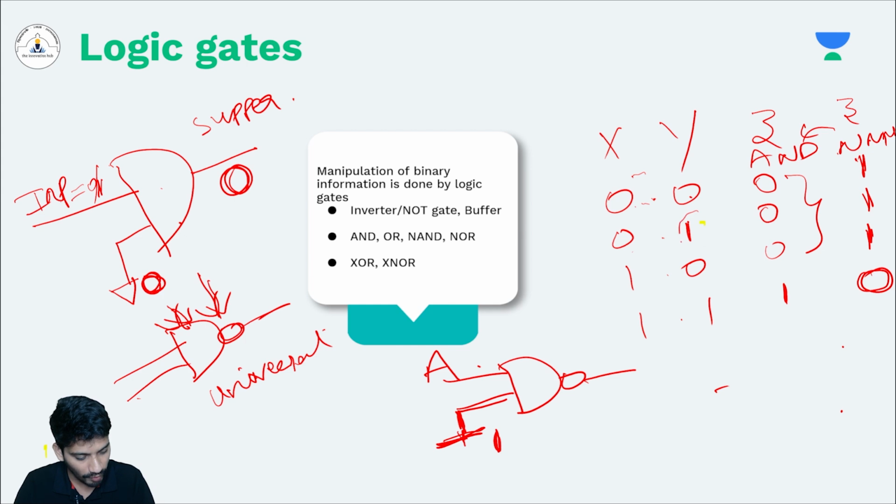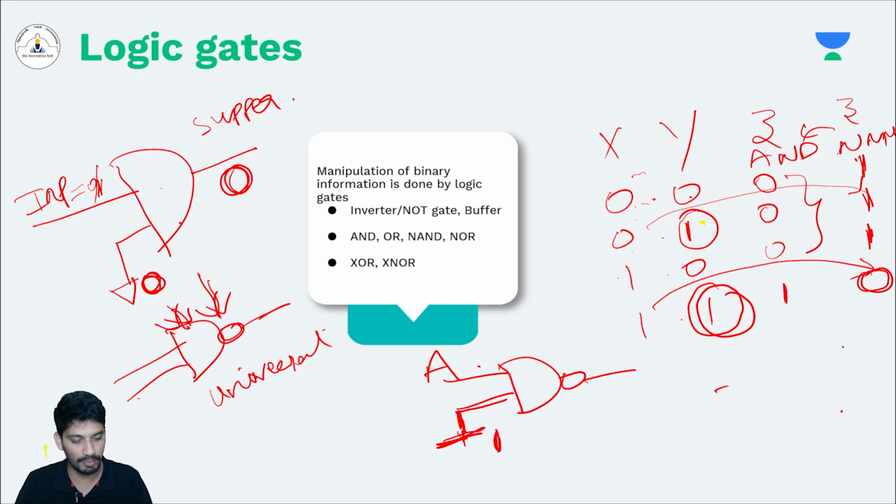See, if one of the inputs is 1, then the output is directly opposite of the input, right? Here it is 0, so output is 1. Here it is 1, so output is 0. So in this way you can achieve inverter operation.